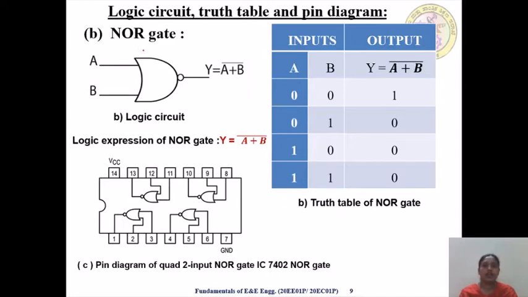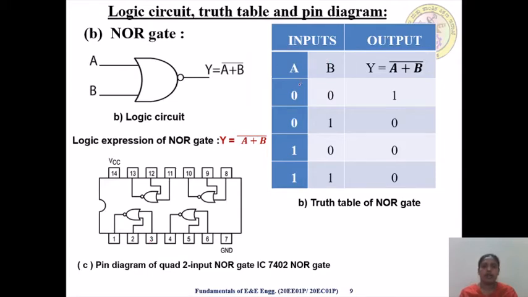Next is the NOR gate. This is the symbol of the NOR gate, also called a logic circuit. The IC used for the NOR gate is 7402. One difference compared to the other gates: especially for the NOR gate, the first terminal acts as the output terminal and 2 and 3 act as the input terminals. This is very important compared to the previous gates. So here 1 is to be connected to the output terminal and 2 and 3 are connected to the inputs.